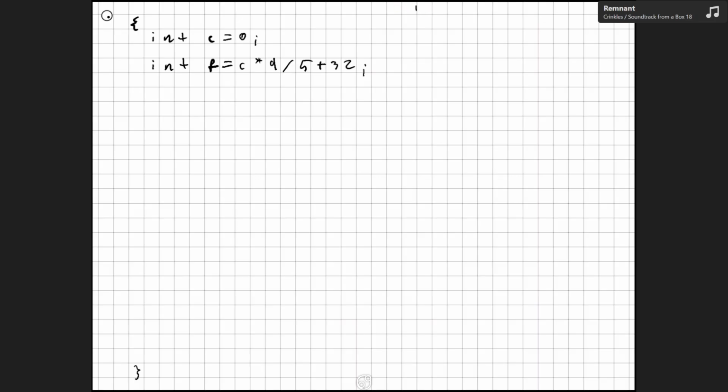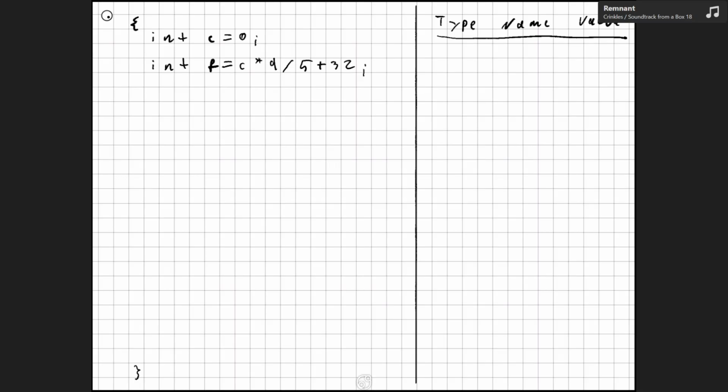Right, so we split this off again. We have our table as usual: type, name, and value. And we'll start with the first line. Let's skip the formalities and just go straight to what it is. We have the integer type, it's called C, and it's going to be set to 0. First instruction is done. The second instruction, a bit more interesting. Let's try to do that the old-fashioned way. F equals C times 9 divided by 5 plus 32.